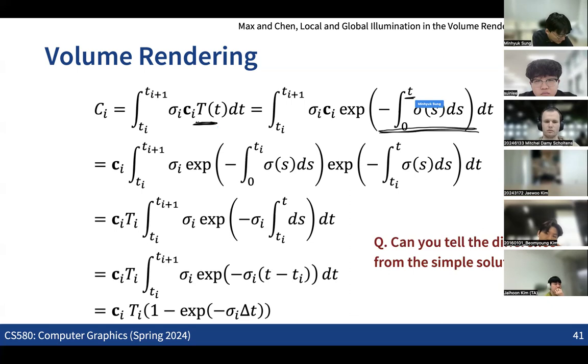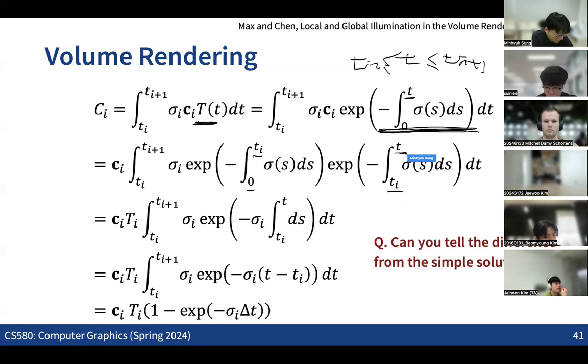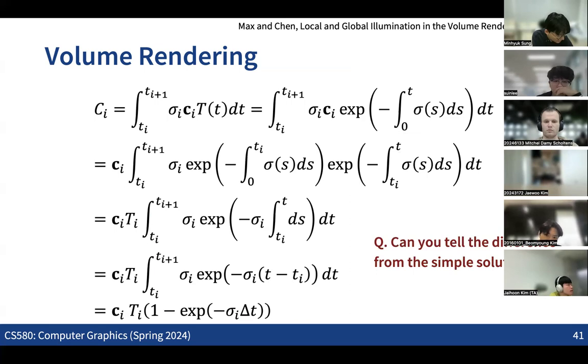For any t which is in the range of ti plus one, we just split this region of the integral from ti to t. And this part of the transparency can be calculated as Ti, as we defined in the simple derivation, right? Then we have this term. We can also assume that the opacity is constant in that specific interval. Then this integral becomes this simple form. Then the only thing is that we just need to take the integral of this part.